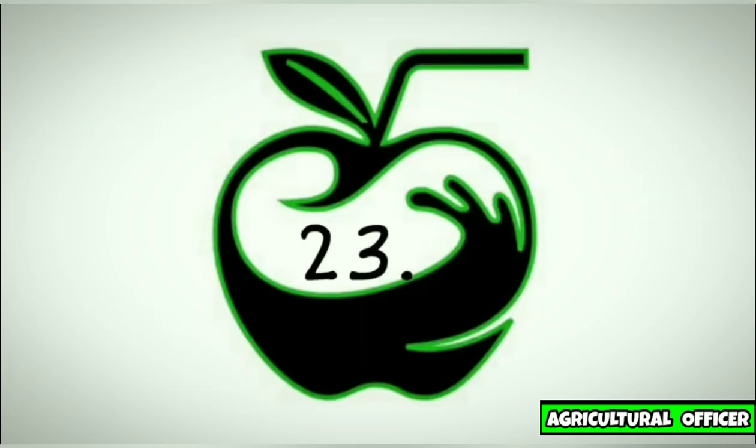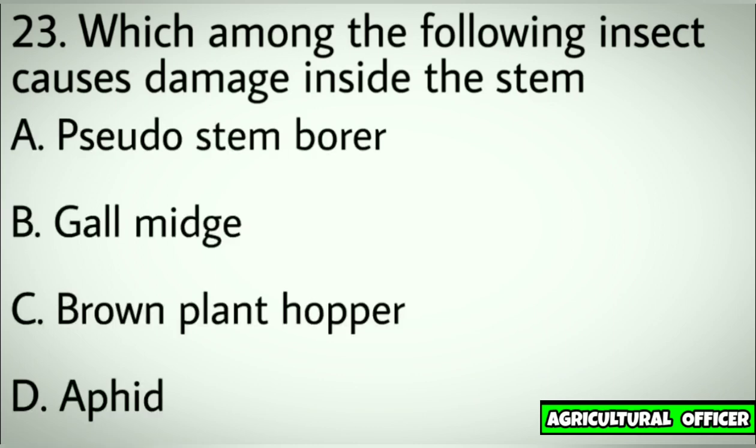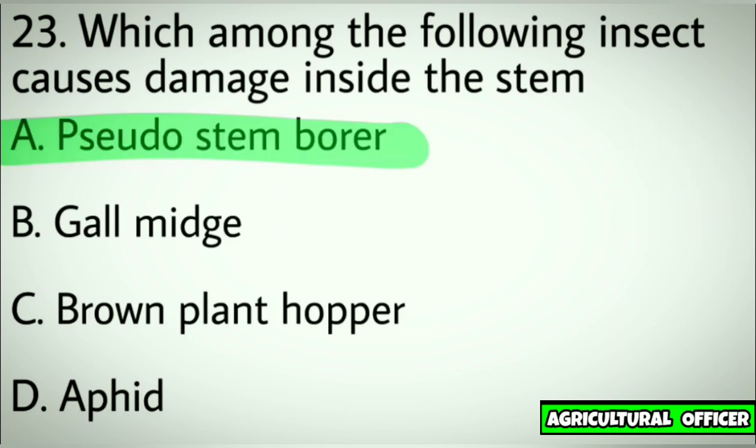Question number 23. Which among the following insects causes damage inside the stem? Options A. Pseudostem borer, B. Gall midge, C. Brown plant hopper, D. Aphid. Correct answer A. Pseudostem borer.